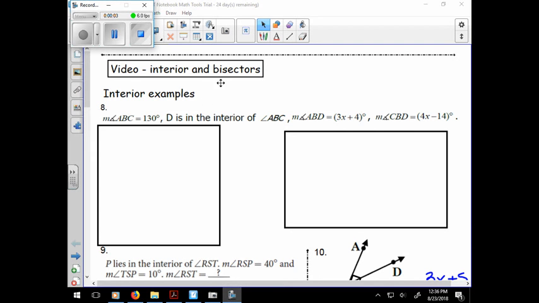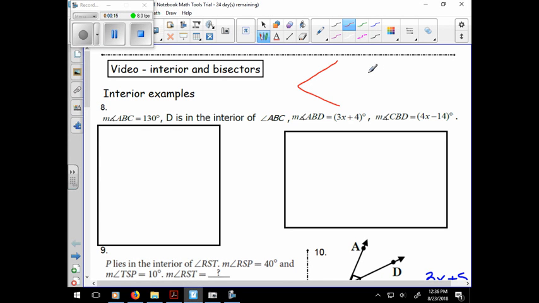Alright guys, this is the video on interior and bisector. Like we said before, the words between and midpoint go with segments. And these keywords, interior and bisector, always go with angles. Alright, so let me show you how to draw an interior.